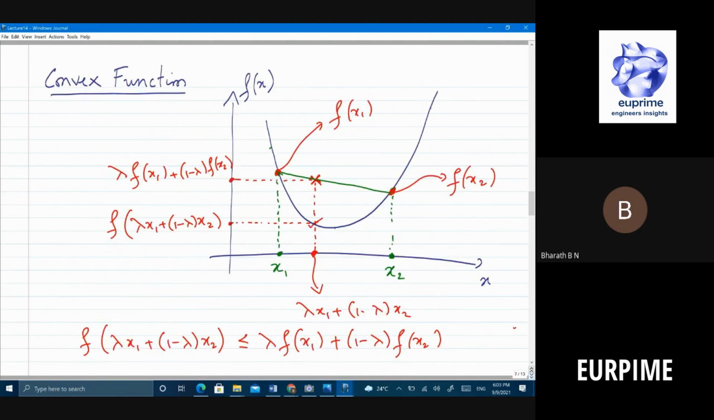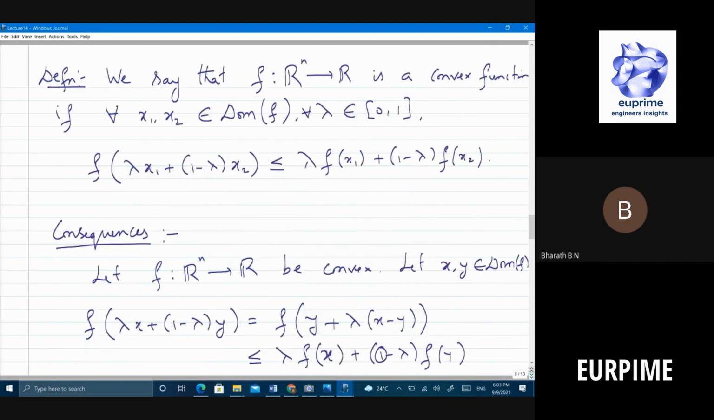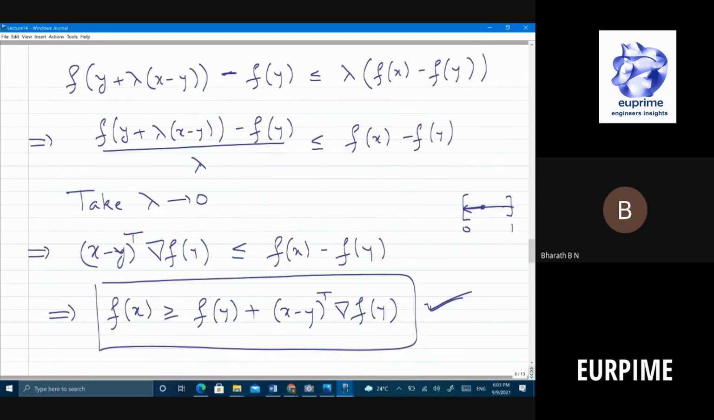Then we started looking at what is known as convex functions, right? So we characterized what a convex function is. Basically, you take any 2 points, draw a line between the two. All the values on that line will be above the function, right? So we mathematically characterized that. And then we looked at a few consequences of this. One consequence was f of x is greater than or equal to f of y plus (x minus y) transpose times the gradient of f of y, right? So this is true for any x, y in the domain of the function, for any convex function.